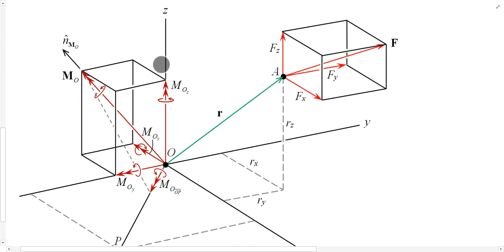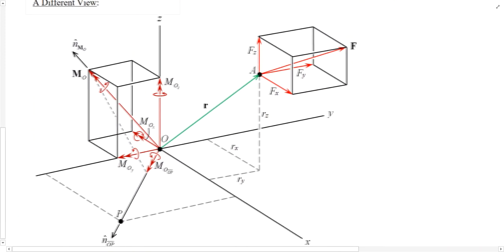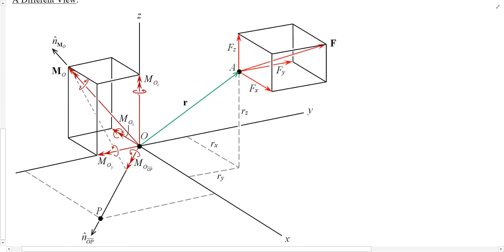To kind of give you a different view on this, this is our other picture that we utilized. And we found this moment around O. We had that. It's got an x component and a y component and a z component. But again, I could think, well, how much of that force points in any other direction on a line that's passing through point O? This isn't quite like the projection of a force.